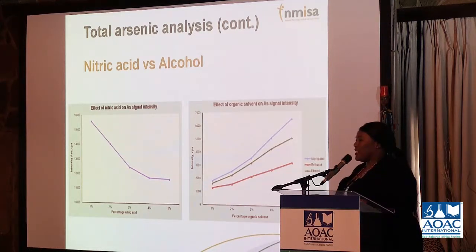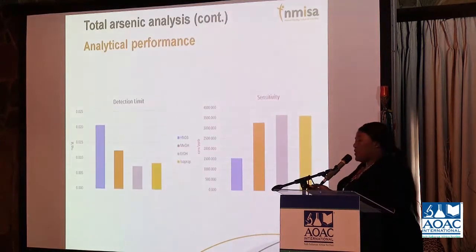So to increase the sensitivity of our instrument so that we could read our samples just a little bit above the detection limit, we decided to investigate the use of different alcohols, not the drinking alcohol, so isopropanol, methanol, and ethanol, to increase the sensitivity of the instrument. And as you can see, the more alcohol you have in the sample, the intensity or the sensitivity of the instrument increases. We then went forth to calculate the detection limits and the sensitivity for the three alcohols and the nitric acid, and we can clearly see that ethanol gives the lowest detection limit, which is good, and it gives the highest sensitivity, so we opted for that one.